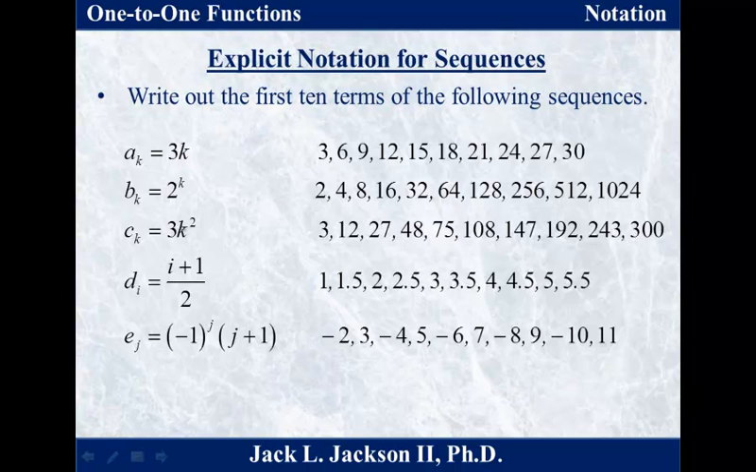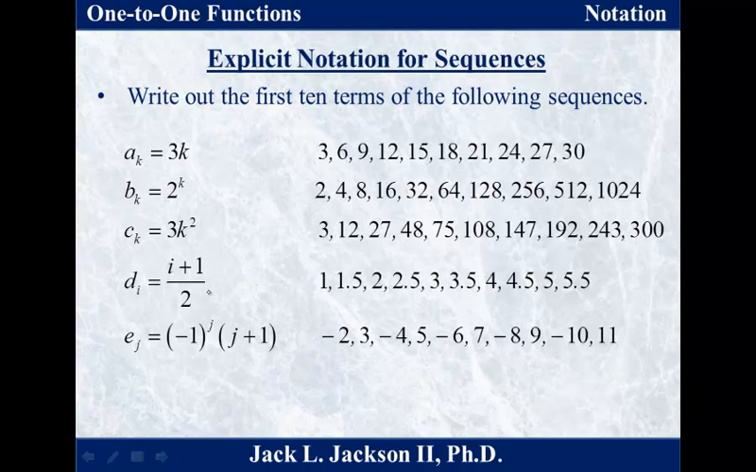How about the next one? 3 times k squared. If k is 1, 1 squared is 1 times 3 is 3. K is 2, 2 squared is 4 times 3 is 12. K is 3, 3 squared is 9 times 3 is 27. K is 4, 4 squared is 16 times 3 is 48, and so forth. We'll do the last one. 10 squared is 100 times 3 is 300.